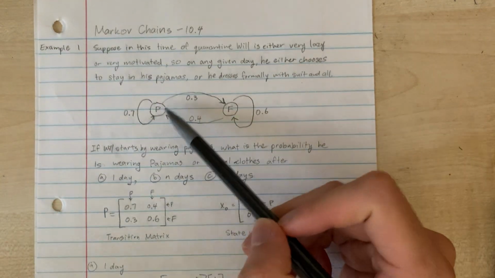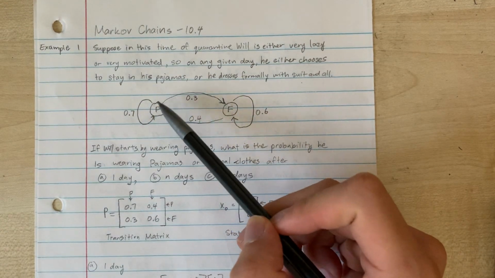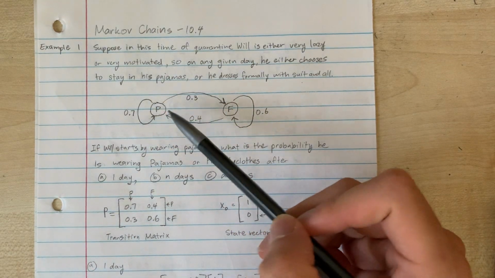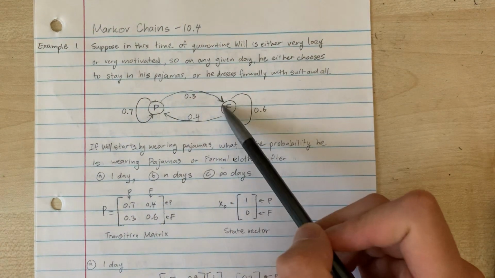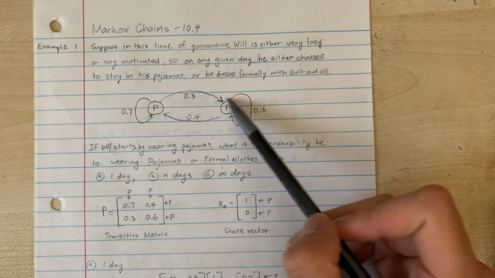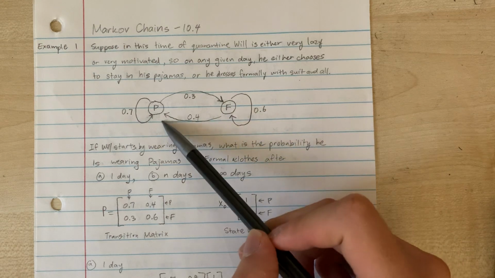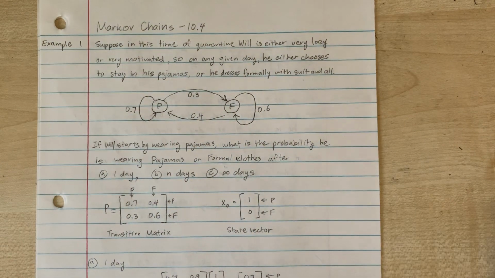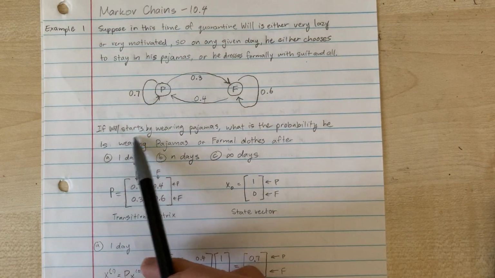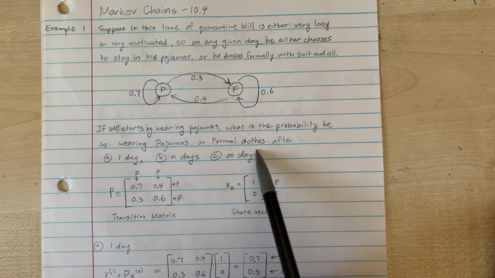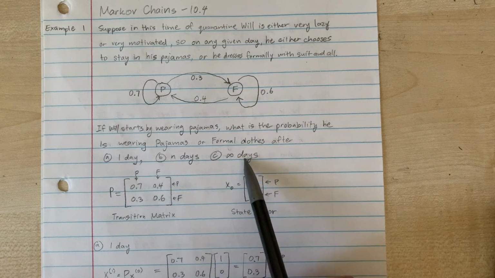The way we interpret this is, if Will on any given day starts at pajamas, there's a 70% chance that he will end up at pajamas the next day, and a 30% chance that he will switch over to formal. If he starts as formal, there's a 60% chance that he'll be formal the next day, and a 40% chance that he switches over to pajamas. So the question is, if Will starts by wearing pajamas, what is the probability he is wearing pajamas or formal clothes after 1 day, n days, infinity days?